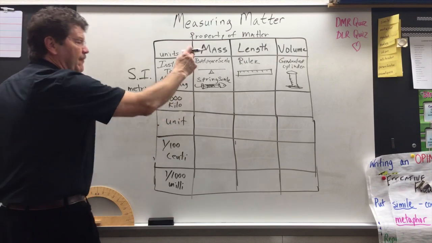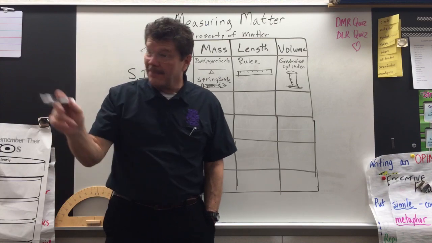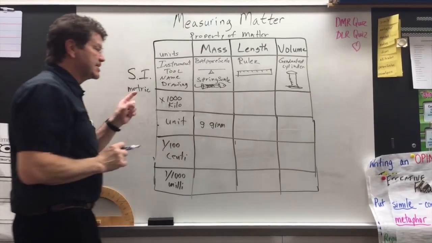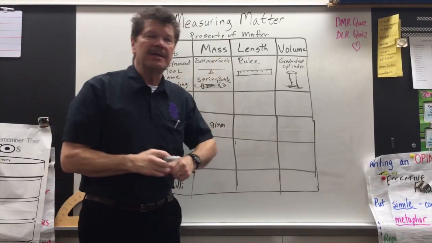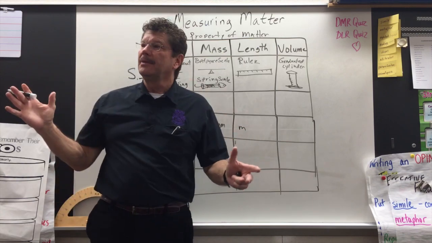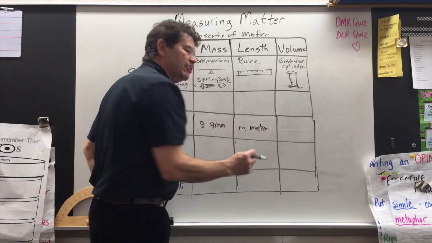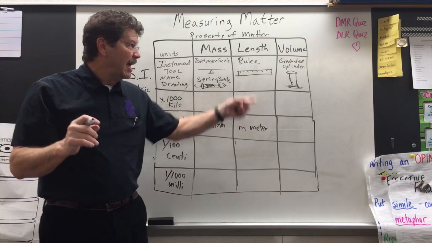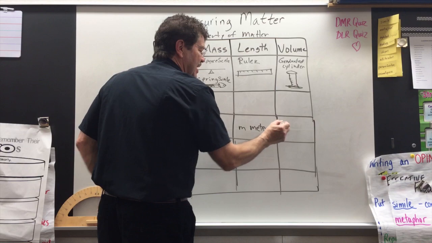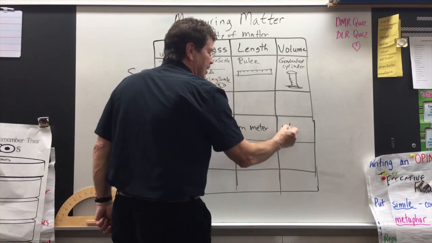All right. So here, the unit we're going to use for mass is called a G. Anybody know what the G stands for? Gram. Very good. So write gram here. In the System International, SI, the length, what do we use? An M, and what does an M stand for? Meter, very good. And finally, in volume, the L stands for, you get this in a large container? Liter, very good.